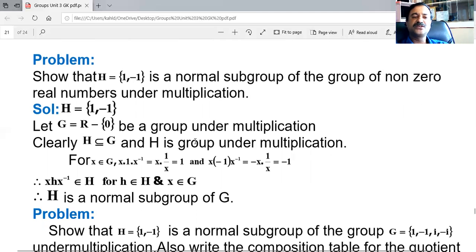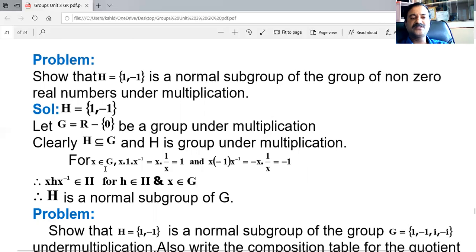Now H is a group and G is a group, and H is a smaller group. That's why we say that H is a subgroup of G. That means the subgroup condition is over. We want to prove that H is a normal subgroup. First we prove that H is a subgroup. Next, the normality condition.